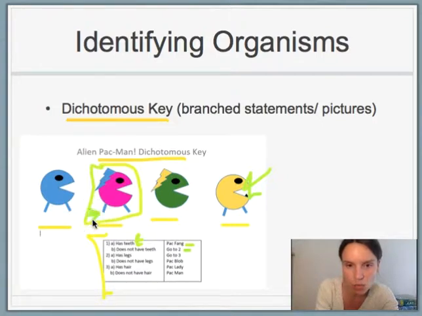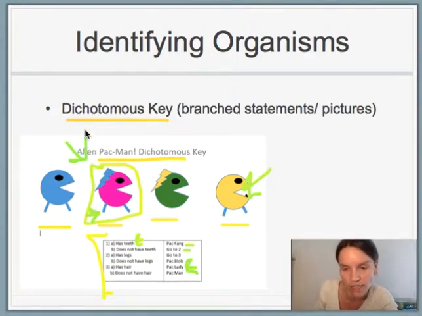And this rocker pack does have legs, so we go to step 3. And step 3 asks, does it have hair? And it does also have hair, so we know that this is pack lady. And that's how you use a dichotomous key.